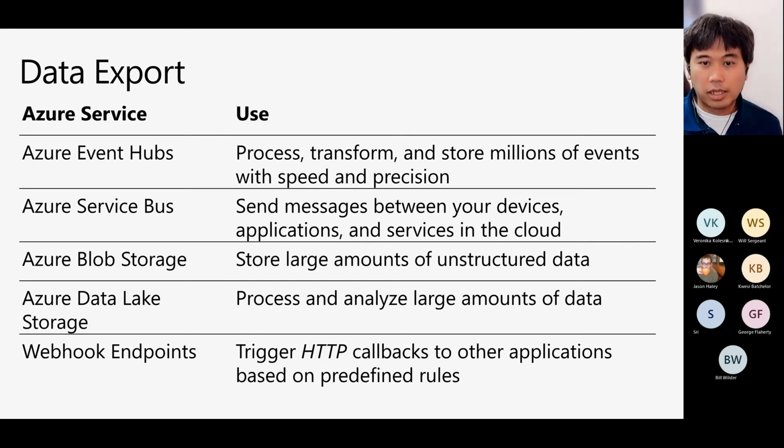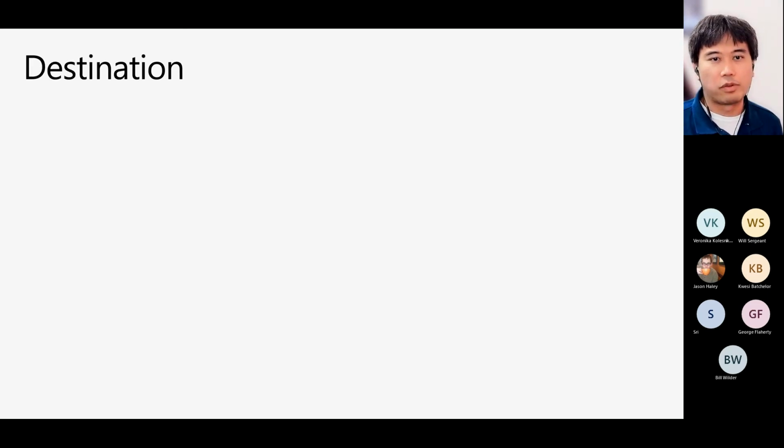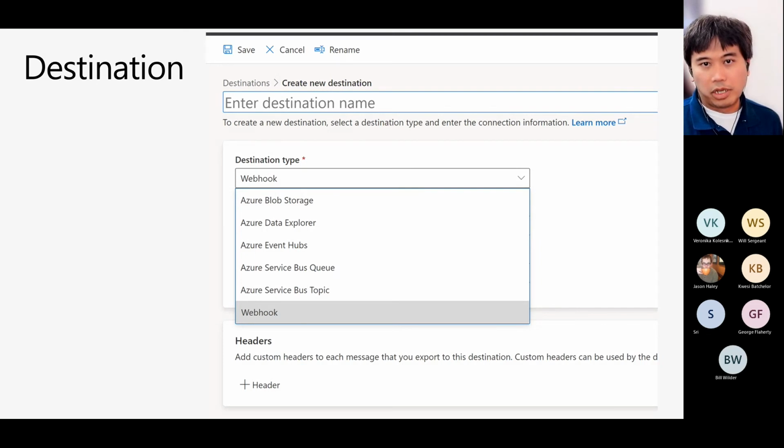Another one is through Data Lake, where you can process large amounts of data. The easiest way, especially if you have an API, is to connect a webhook endpoint, and then you can have rules defined for that. So here's a good example of how you would do this. In this case, I'm selecting webhook as the destination.